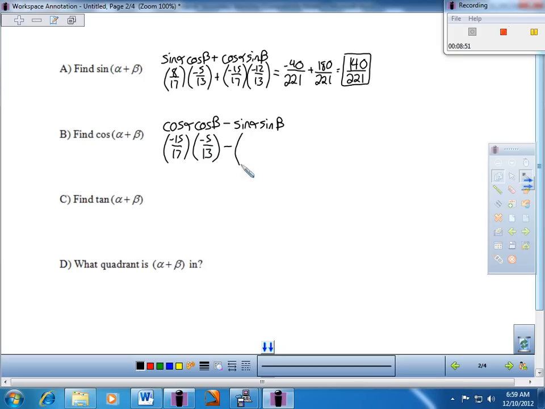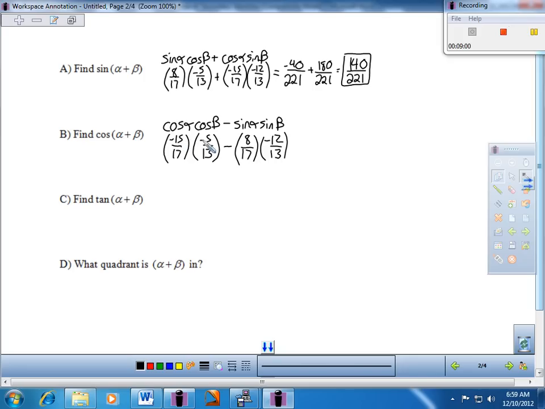Minus in the middle, everybody. I have sine alpha, 8/17. And how about sine beta, negative 12/13. All right, not too bad. And so what we need to do here is be able to kind of pull this piece off. Just want to make sure you're comfortable.